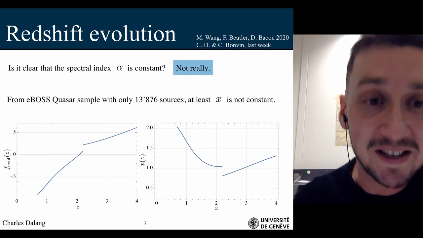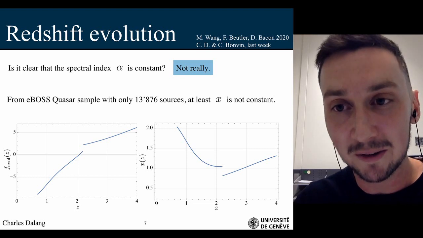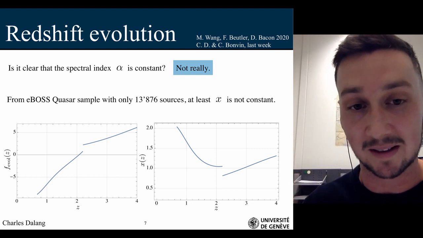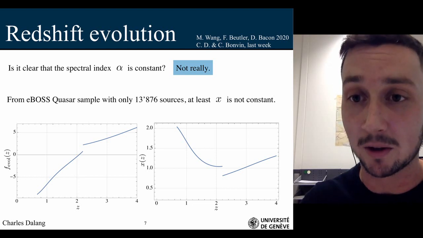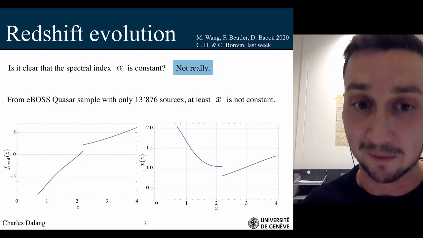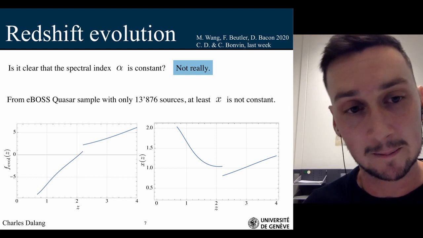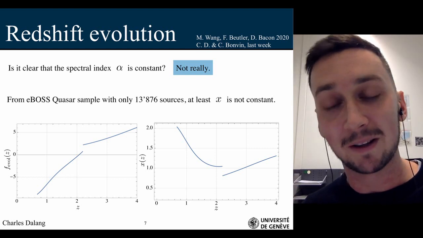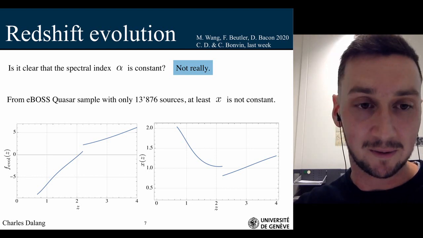So then, redshift evolution. The question is, is it clear that alpha and x are constant? Well, for x, at least, we know that for many different sources this evolves with redshift. For example, here we have two plots for the eBOSS quasar sample, which is only 13,000 sources, and you see that it evolves by a factor of 2, roughly, between redshift 4 and 0.6. So there is some evolution here, and whether it also evolves for alpha, we don't really know. There are no convincing measurements for this, at least for this sample.